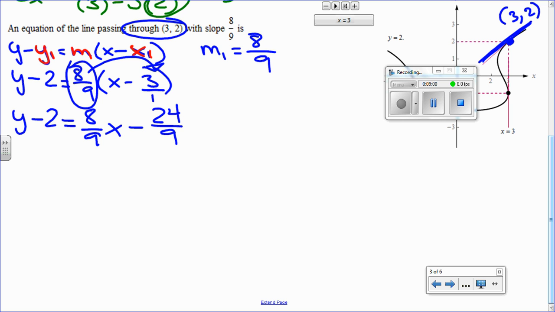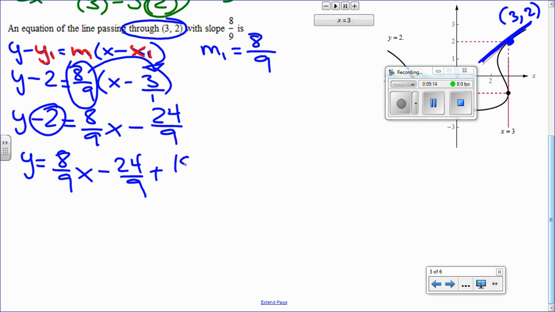So to solve for y and leave it in slope-intercept form, this will be 8 over 9 x minus 24 over 9. And then the negative 2 will turn into a positive 2, so plus 18 over 9. Very nice. Because that is plus 2. It's going to be 2/3. So 6 over 9, and then 2/3. So that will be the equation of this particular line.